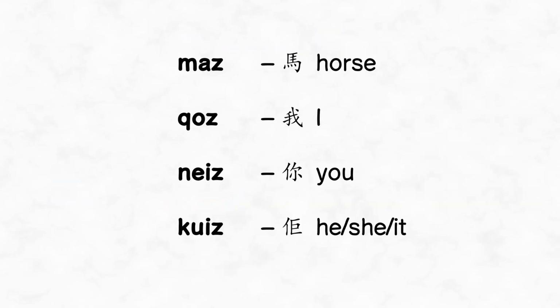And so here are some examples. We have yet another ma. This time it's ma, meaning horse. The next 3 are the basic personal pronouns for I, you, and he, she, it. They are ngo, ne, and koi.